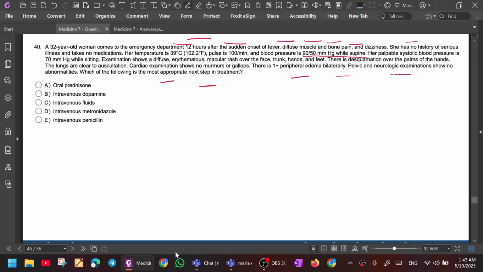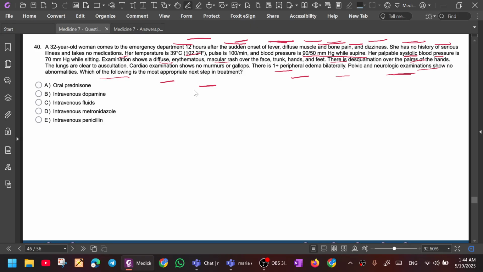A 32-year-old woman comes to the ED 12 hours after the sudden onset of fever, diffuse muscle and bone pain, and dizziness. She has no history of serious illness and takes no medication. Temperature is high, pulse is high, BP is low while supine. Palpable systolic blood pressure is 70 while sitting. Exam shows a diffuse red macular rash over the face, hands and feet, with desquamation over the palms and hands. Lungs are clear. Cardiac exam has no murmurs. There is 1 plus bilateral peripheral edema. Pelvic and urologic exam shows no abnormality. What is the most appropriate next step in treatment?